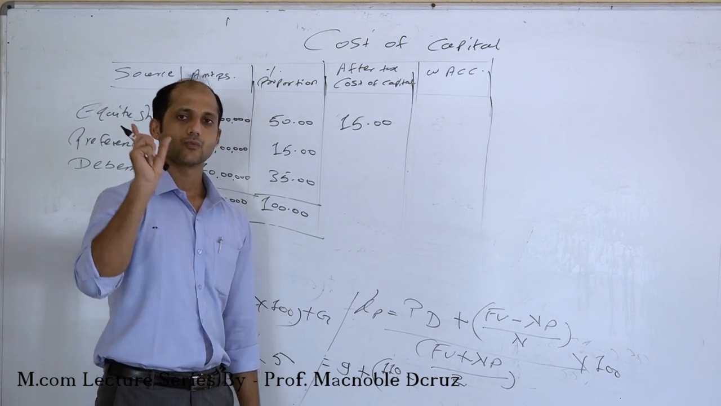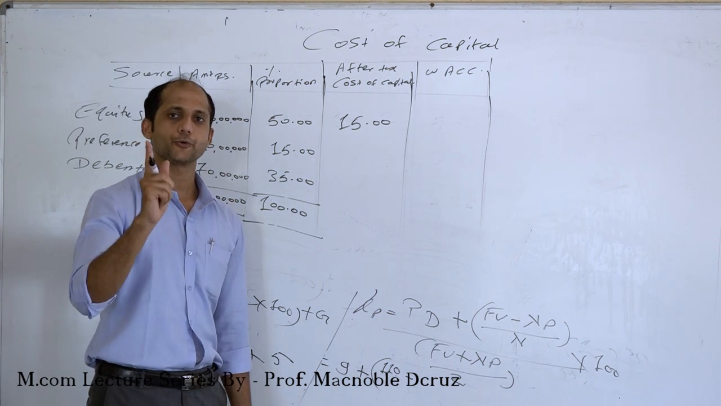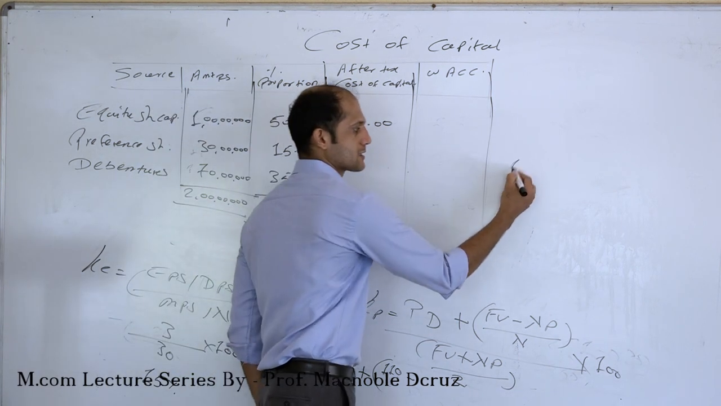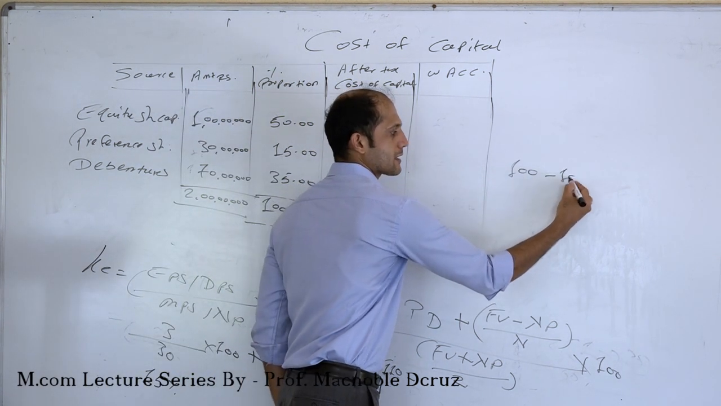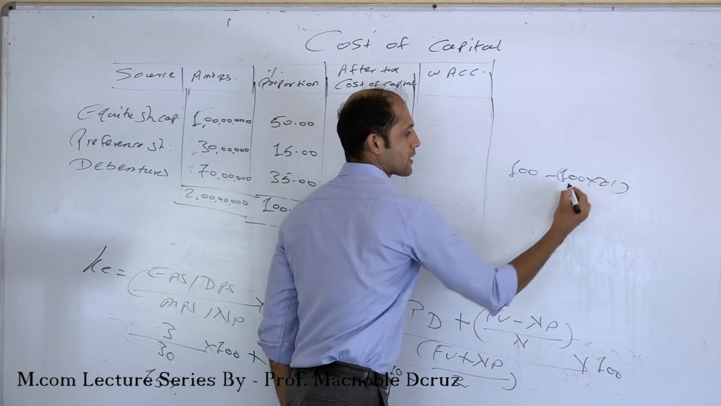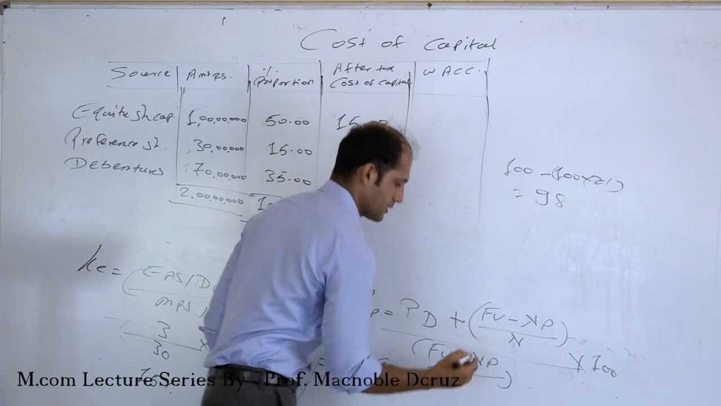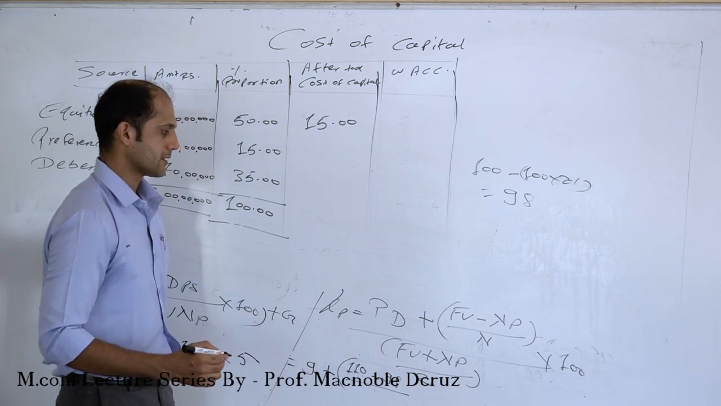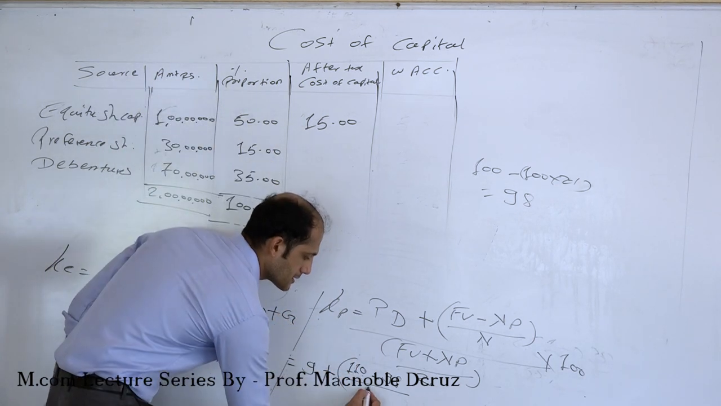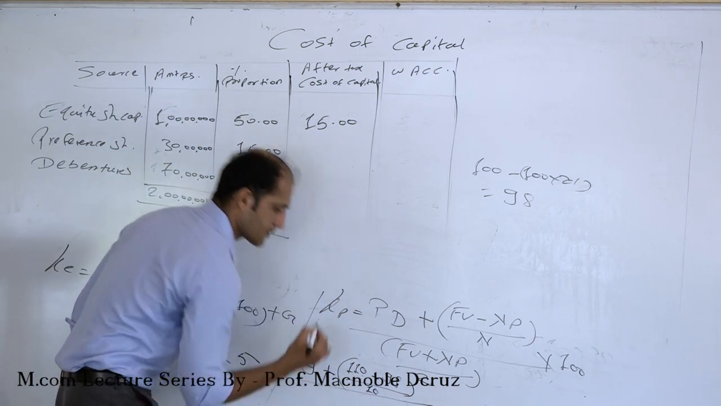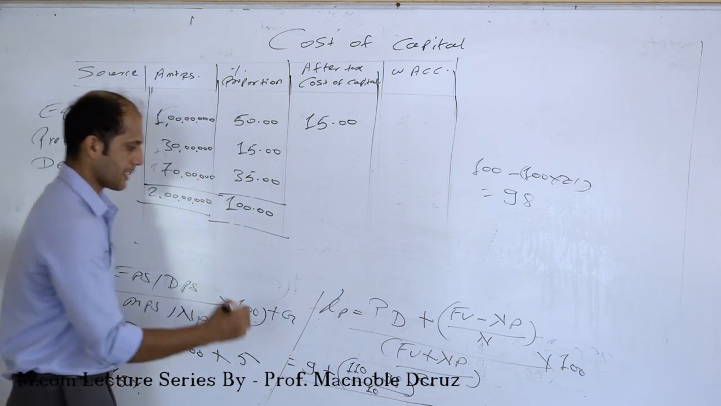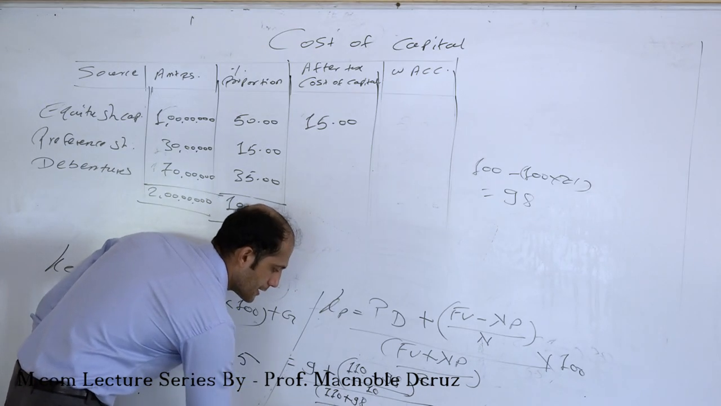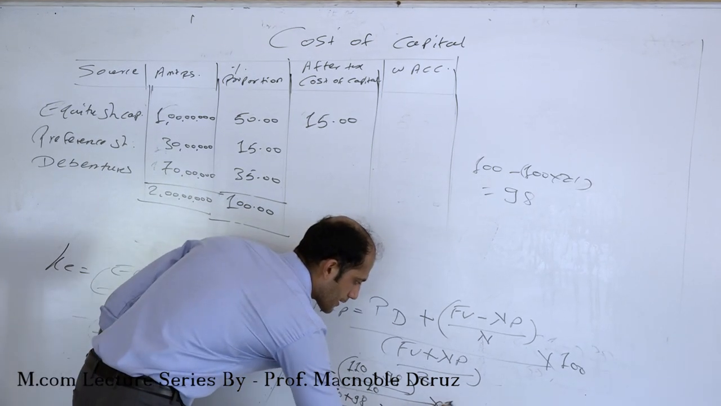As I said, floatation cost is always computed on face value. Face value is 100. 100 minus 100 times 2%. So what amount will you get? 98. So here the amount is 98, divided by number of years. Number of years is 10. Again, 110 plus 98 divided by 2 into 100.